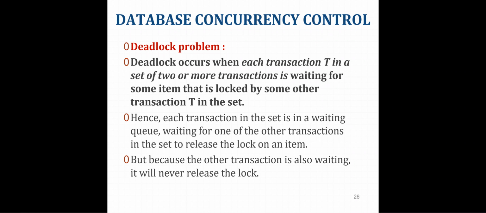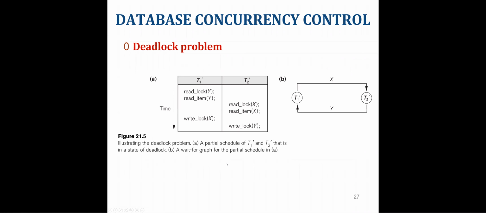There is a set of solutions, and we will cover two of them together to complete the picture. Hence each transaction in the set is in a waiting queue, waiting for one of the other transactions in the set to release the lock on an item. But because the other transaction is also waiting, it will never release the lock.